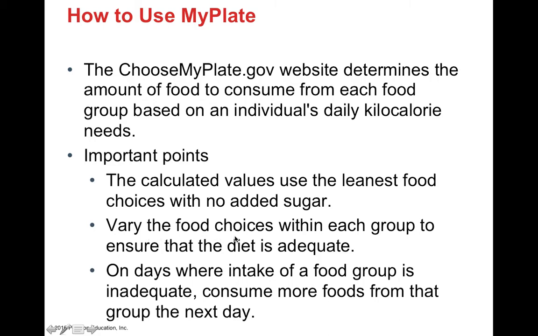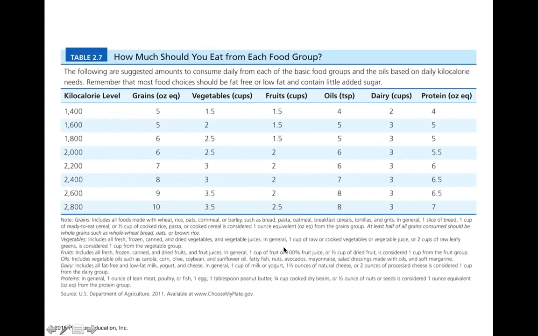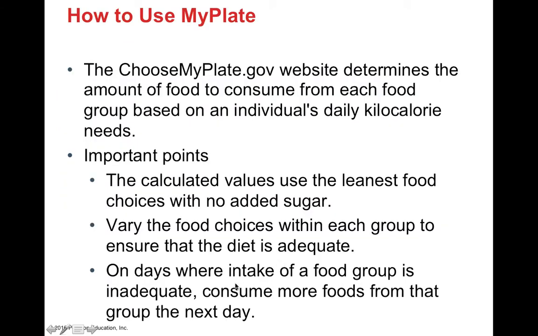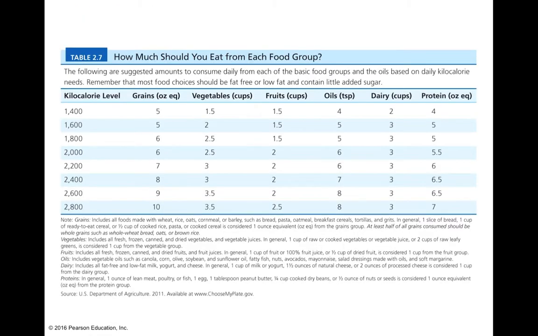You want to vary the food choices in each group to ensure your diet is adequate. And on a day where your intake is inadequate of a particular food group, make sure the following day you consume more foods from that group to help make up for that. So how much should you be eating from each food group? I'm not going to read this off to you, but basically, remember previously we determined our kcal level and I was somewhere around 2,000 calories. So you figure out your kcal level and that tells you the approximate amount of ounces of grains, cups of vegetables, cups of fruit, teaspoons of oil, cups of dairy, and ounces of protein you should be eating.